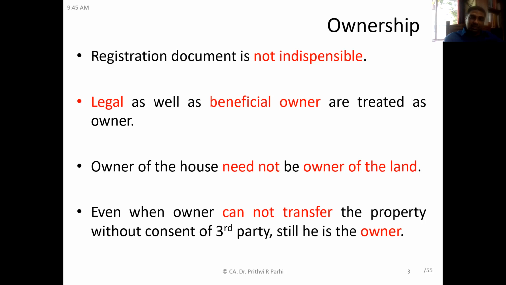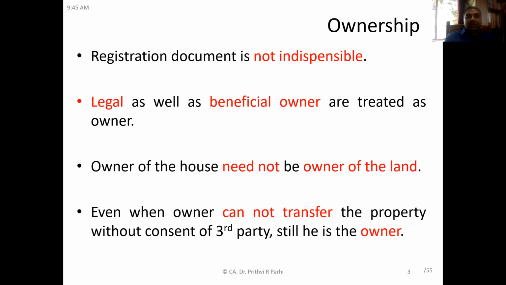Now, the next principle is that the owner of the house need not be the owner of the land. That means the landowner and the house owner may be different. That possibility is also there. The house may be owned by someone, but the land may be owned by someone else. Still, the owner of the house is the owner of the house. He has to pay tax on his income from the house. Is it clear up to this?